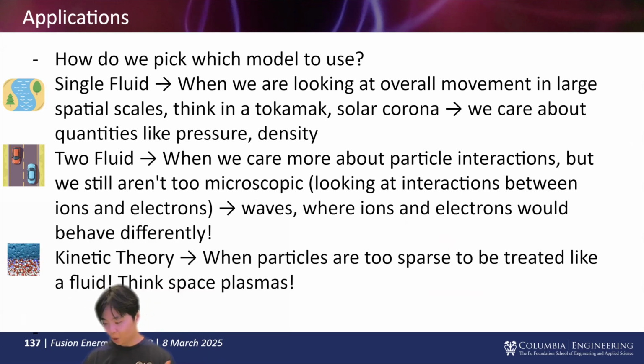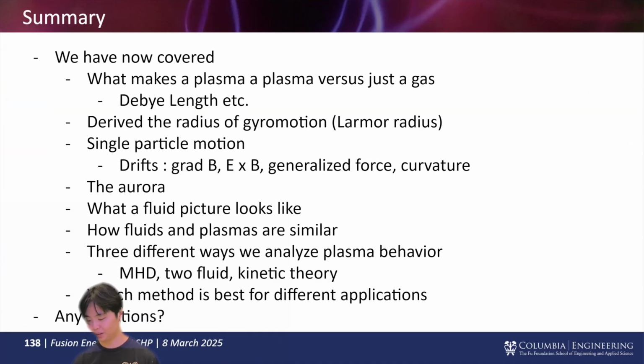And finally, for kinetic theory, when particles are too sparse to be treated like a fluid, think really far apart plasmas where you have a particle and then 10 meters to another particle. You can't really approximate that as a fluid because fluids are like, I'm treating chunks of particles. But if they're really far apart, then you can't really have a chunk of particles. You would have a particle. So you would need to use something like kinetic theory, which is more about single particle motion and just adding all of those quantities up. So think like space plasmas. You would use those for. So this is just a very quick overview of 3 different methods we look at plasma physics with.